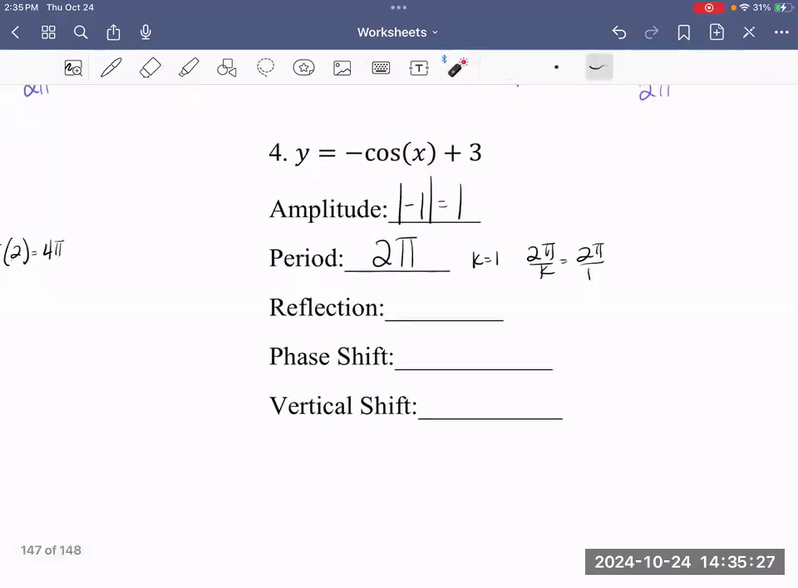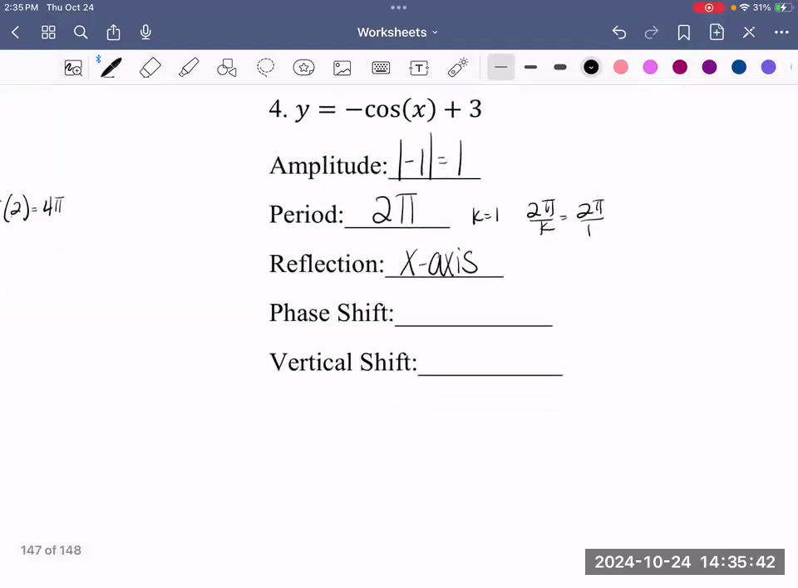Now we do have a reflection. Your reflection comes from that negative. So we have a reflection over the x-axis. Let's see if we have a phase shift. That's going to be found on the inside of your parentheses, which we have none. We do have a vertical shift, though. We are going to be shifting your cosine graph up by 3.